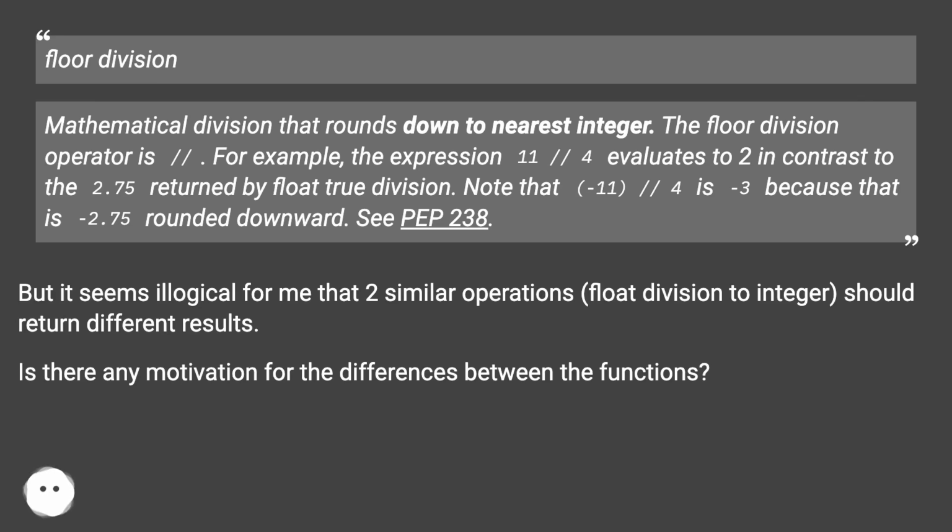Note that -11 // 4 is -3 because that is -2.75 rounded downward. See PEP 238. But it seems illogical for me that two similar operations, float division to integer, should return different results. Is there any motivation for the differences between the functions?